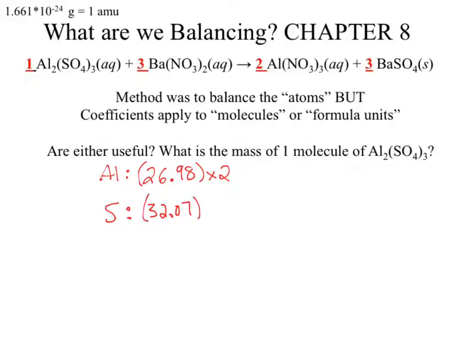3. Oxygen times how many? 12. Why 12? 4 times 3. There's 4 within the parentheses, and there's 3 of those sets of parentheses. So I've got 12 oxygens. We can add that all up.